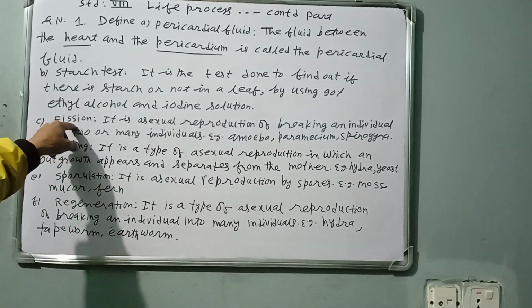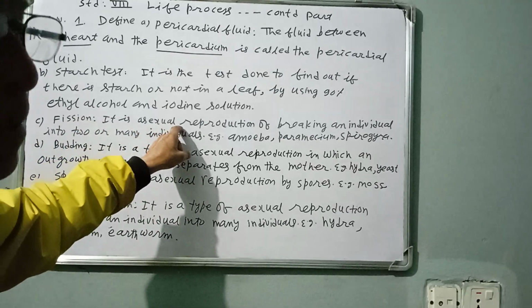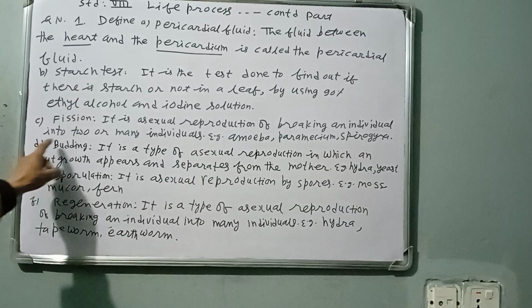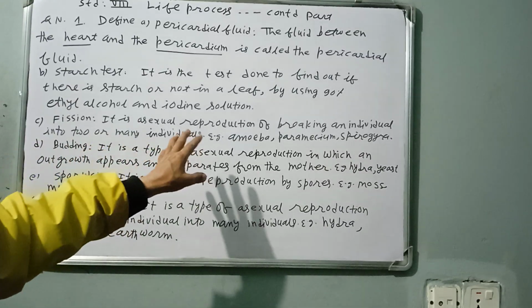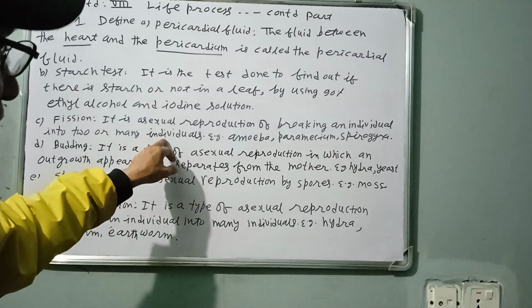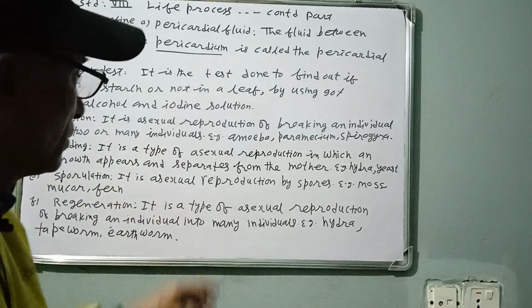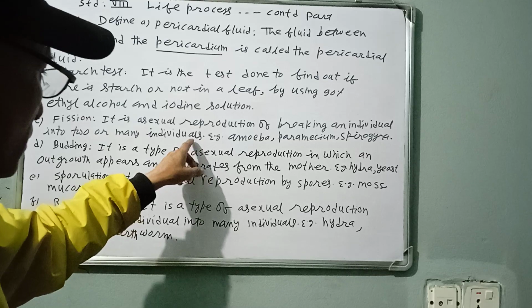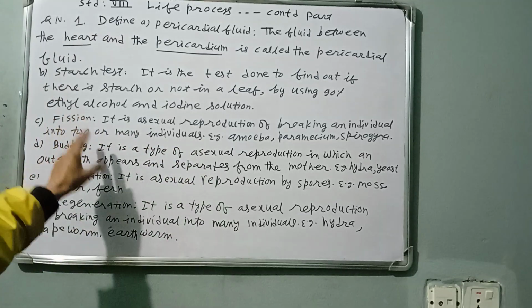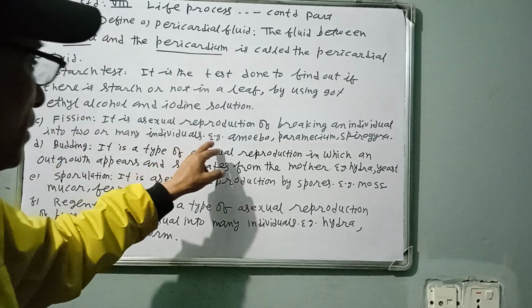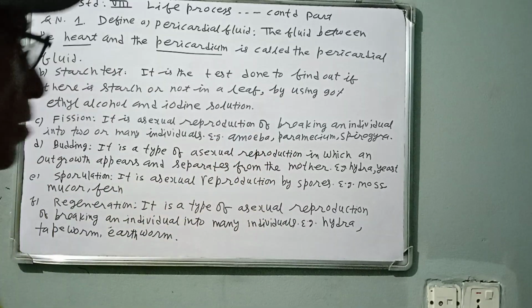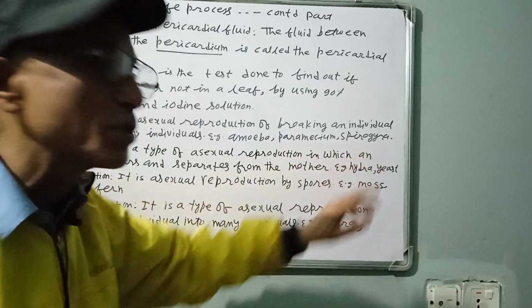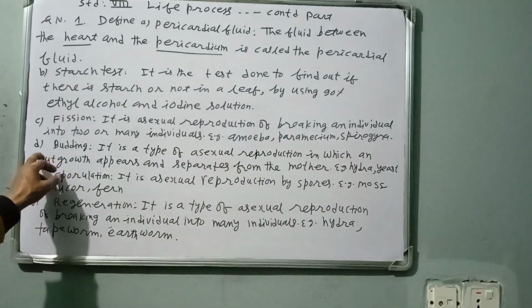C. Fission. Just by the word fission, it is a type of asexual reproduction of breaking an individual into two or many individuals. One individual is broken into two or many individuals. If it is broken into two, it is called binary fission. If it is broken into many, it is called multiple fission. For example, amoeba, paramecium, spirogyra produce in this way.